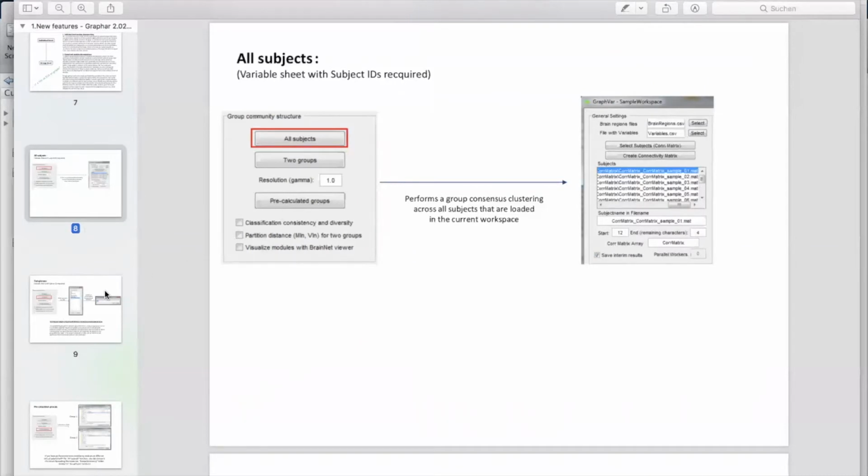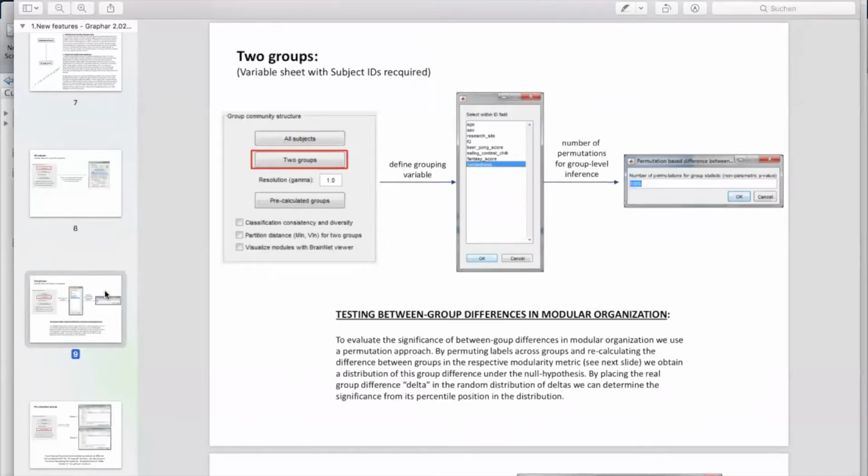But you can also perform group comparison, which in most of the cases will be the more interesting comparison. And then I'm going to run a sample analysis in a couple of minutes. You'll hit this button, two groups, then you'll be asked to define a grouping variable, and then you'll be asked to determine the number of permutations that should be run for group level inference.